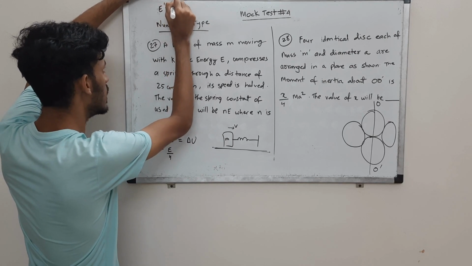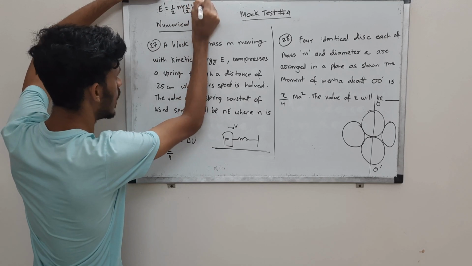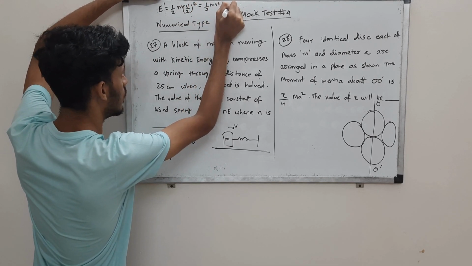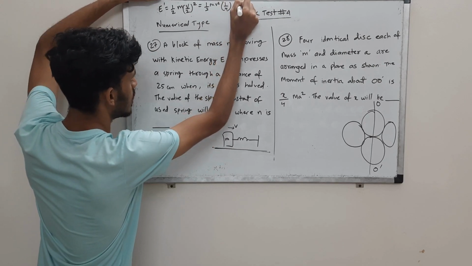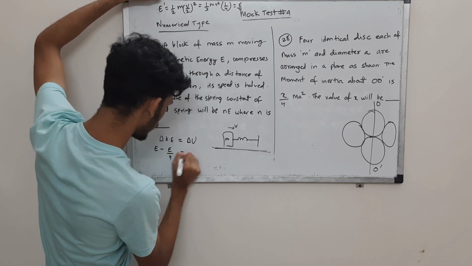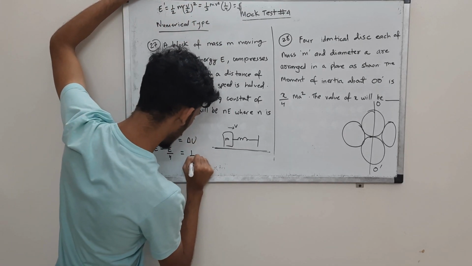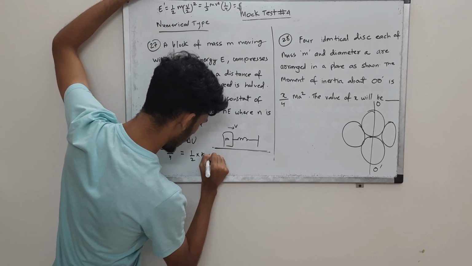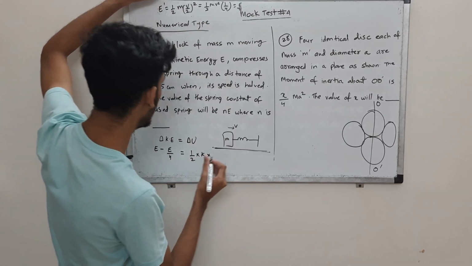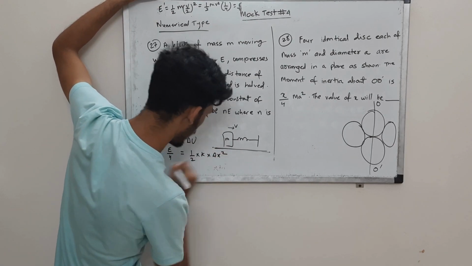So when the speed is halved, E dash will become half m (v by 2) square. You can see it is half m v square and 1/4 of that. So this becomes E by 4. When velocity is halved, kinetic energy becomes E by 4. Now the gain in the potential energy will be half k delta x square. Here delta x, the compression, is 25 centimeters, and that's squared. So I'll write it that way first.